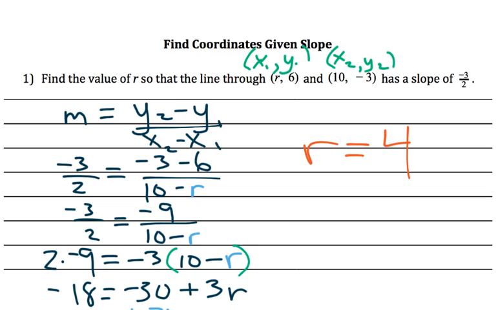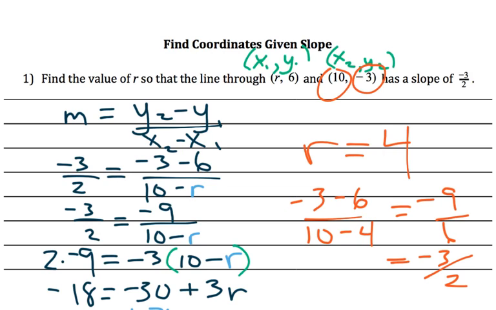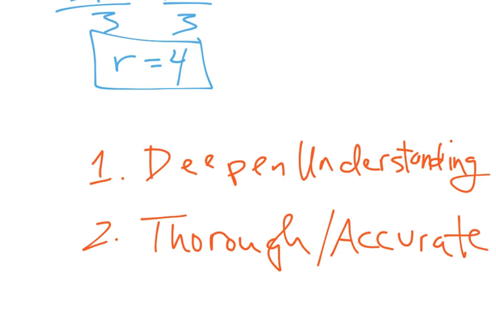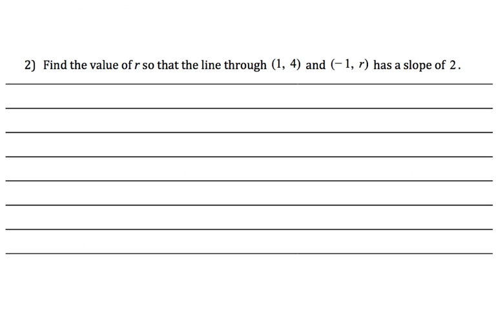Let's check out our answer. If I want to recalculate the slope, I'll say, well, negative 3 minus 6 over 10 minus r, which is 4, would give me negative 9 over 6, which would simplify to negative 3 halves, which is the target slope we wanted. We can check these problems for 2 reasons. One, I think it deepens our understanding. That extra step makes sure we're not tripping anything up, and we know why we did this problem this way. And then secondly, it's being thorough, guaranteeing that we're accurate as we move forward.